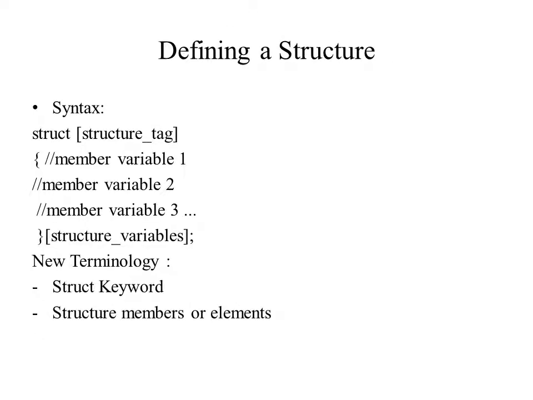So here is a formal syntax for defining a structure. Struct tag means structure name. In the curly braces you will take the member variables of these structures, and after closing curly braces you should have a semicolon, and between the semicolon and the closing curly braces you can take the structure variables. We will discuss with examples later on how to take the structure variables.